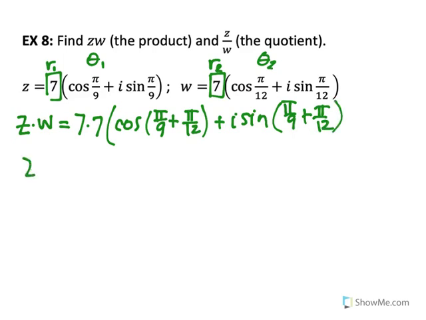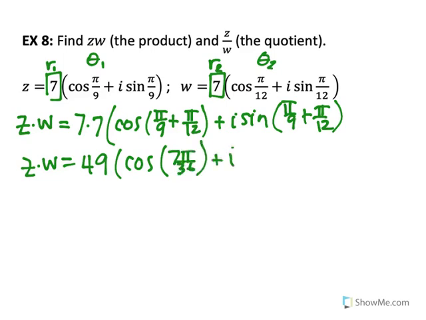And then all I'm going to do is simplify that. 7 times 7 is 49. Cosine of pi over 9 plus pi over 12 will simplify and combine or add to give you 7 pi over 36, plus i sine 7 pi over 36.